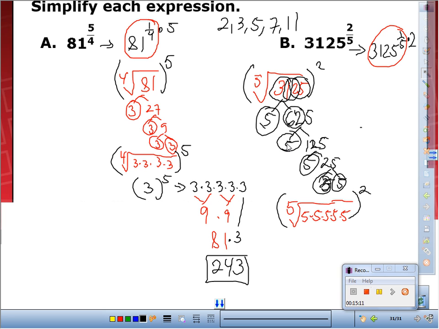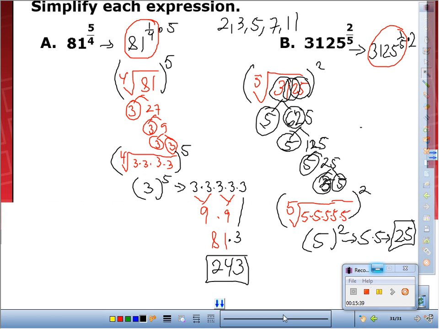Some of you that already see it from here, if you want, you can bypass the step. But once it gets to other numbers, I want you to write them out because then you're going to see it a little bit better. So here we go. What number is being multiplied 5 times? 5. And what is 5 squared? 5 times 5, which is 25.